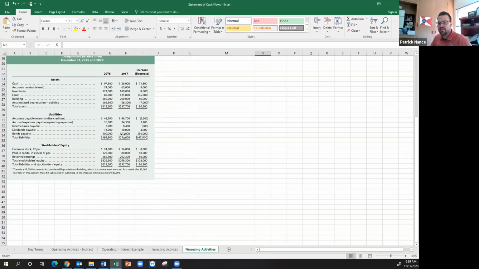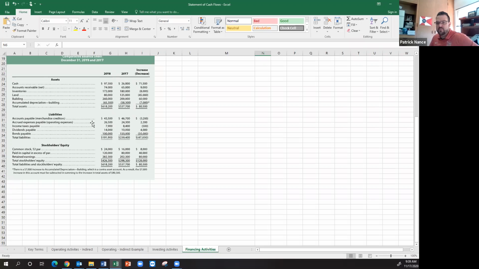What happened with actual cash? We have a change in our bonds payable of $50,000, a decrease of $50,000. We need to figure out what that did to cash. And then also we had some changes here, common stock, paid in capital in excess. And we need to figure out what happened with actual cash there.